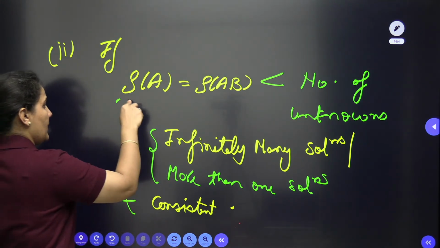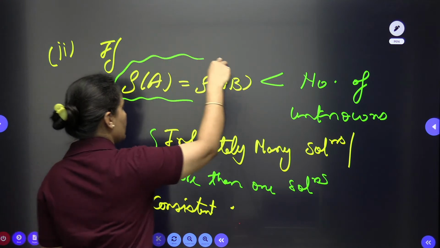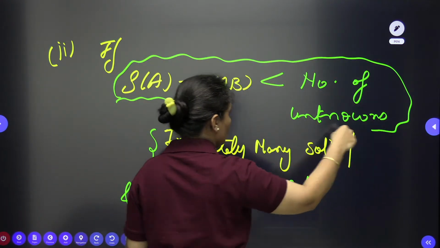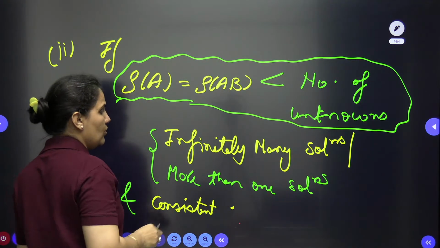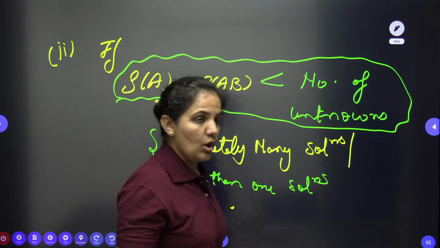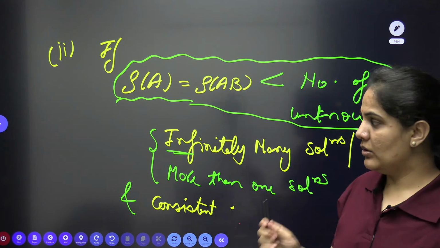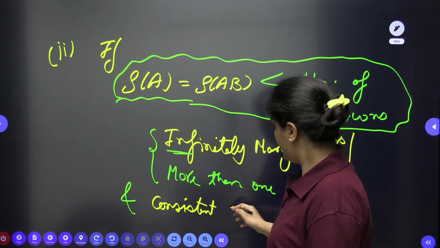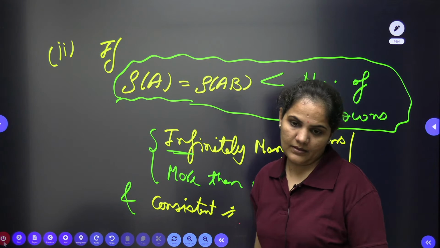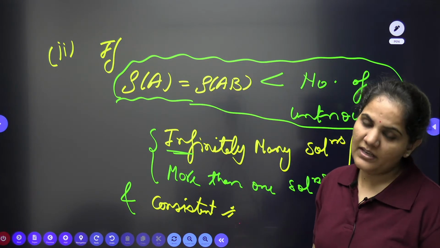If the rank of matrix A equals the rank of AB, but it is less than the number of unknowns, then in this case we will go with infinitely many solutions, or more than one solution, or infinite solutions. And your system is said to be consistent.